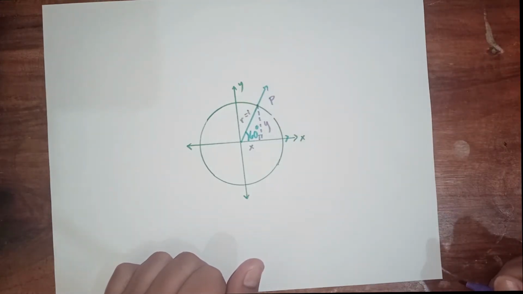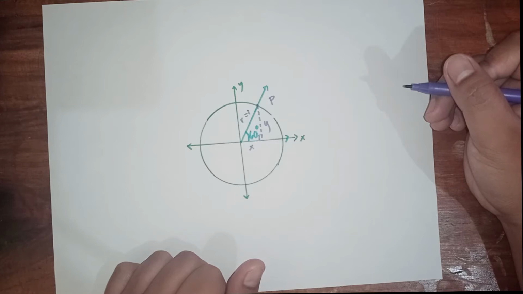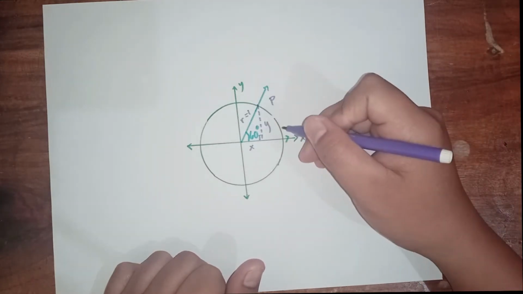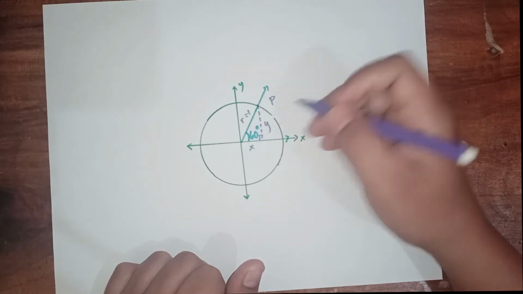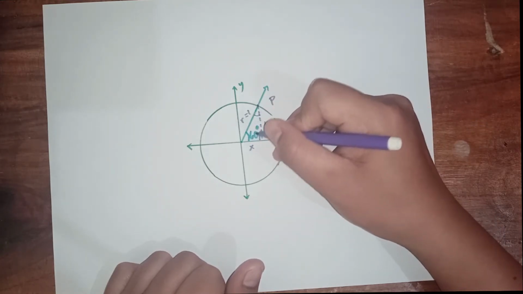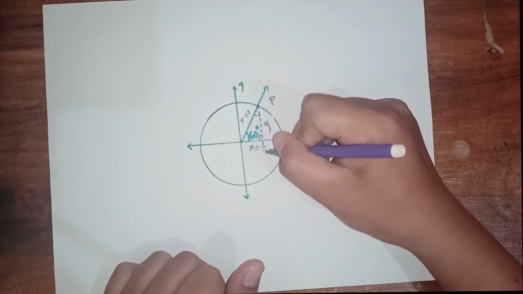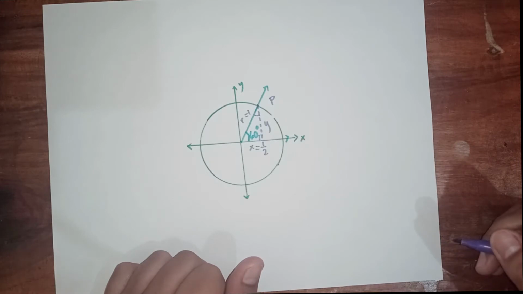Using again the theorem of a 30, 60, 90 degree right triangle, the opposite side of the 30 degree angle is 1/2 the hypotenuse. The radius is 1, so this is the hypotenuse. Since this is 60 degree, this is the 30 degree, so this is the opposite side. Therefore, this is 1/2 of 1, which is equal to 1/2.